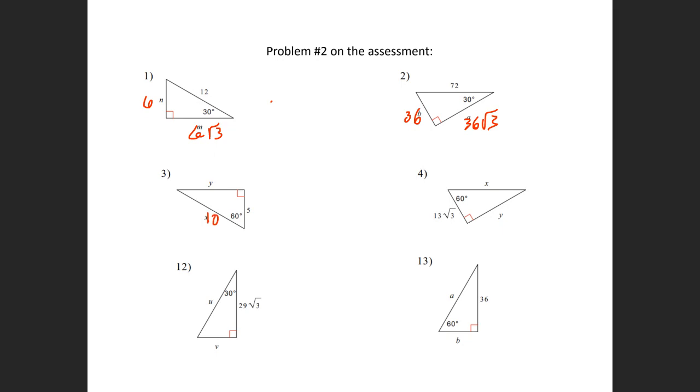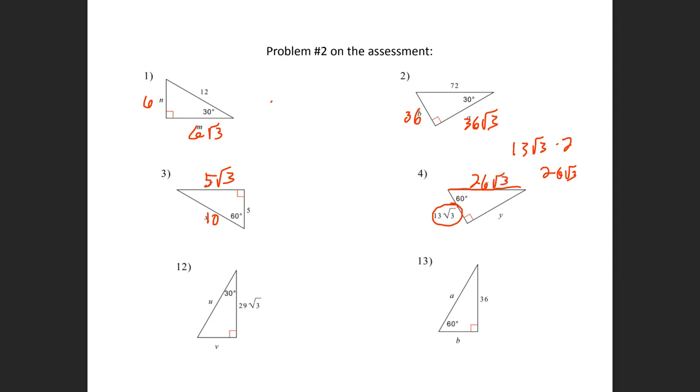What's the long leg? Short side times the square root of 3. 5 square root of 3. Boom. Uh-oh, this one looks tough. I got 13 square root of 3 in here. What's the hypotenuse? No, that is not the hypotenuse. This is the hypotenuse. Remember, the hypotenuse is double the short side. So 13 square root of 3 times 2 is equal to 26 square root of 3.